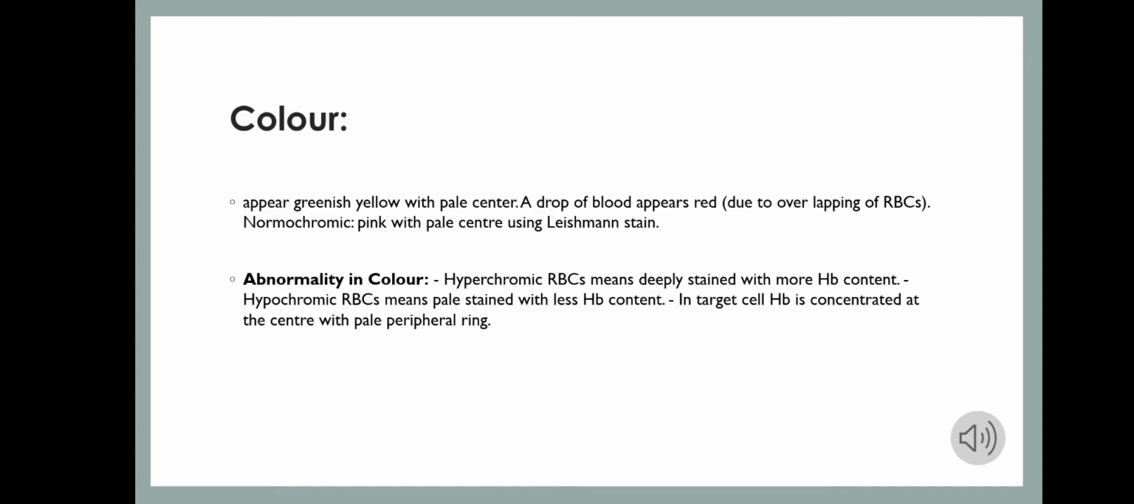In normochromic, it appears pink with pale center using Leishman stain. Abnormality in color: hyperchromic RBCs means deeply stained with more hemoglobin content. Hypochromic RBCs means pale stained with less hemoglobin content. In target cell, hemoglobin is concentrated at the center with pale peripheral ring.